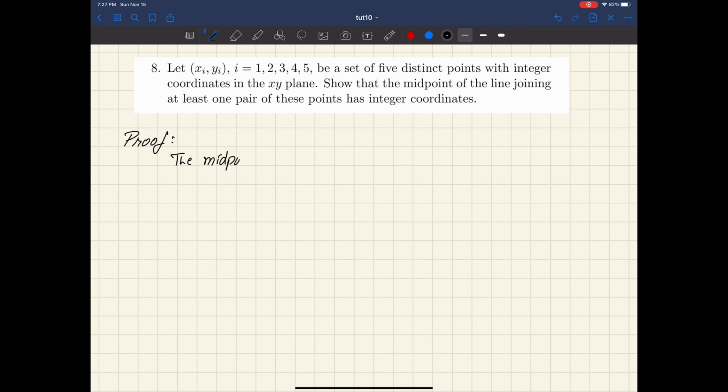Let's take 2 points whose coordinates are (a, b) and (c, d). The midpoint of the segment whose endpoints are (a, b) and (c, d) would be ((a plus c) by 2, (b plus d) by 2). These are the coordinates of the midpoint.